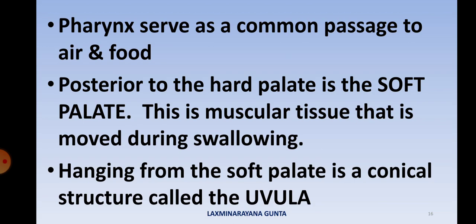I have already told you that the palate is divided into two regions. The anterior-most hard region is called the hard palate, and the posterior portion is called the soft palate. And the soft structure hanging from the soft palate is a conical structure called the uvula.